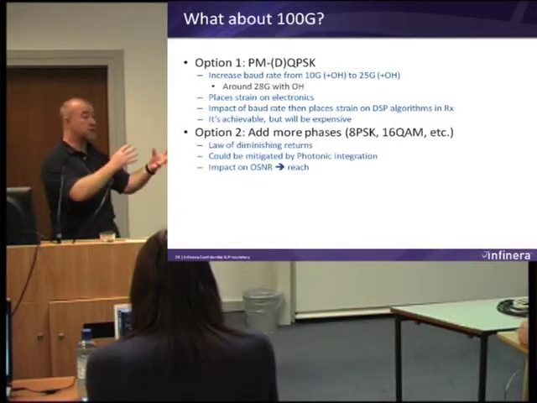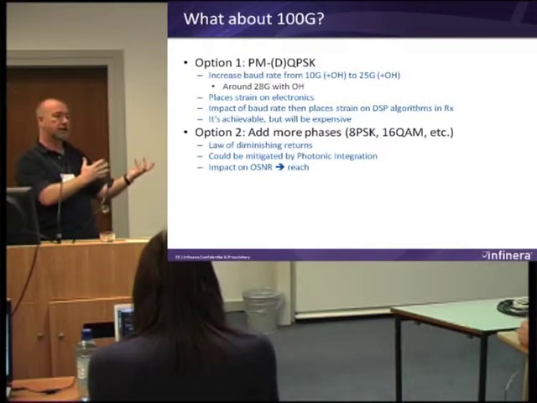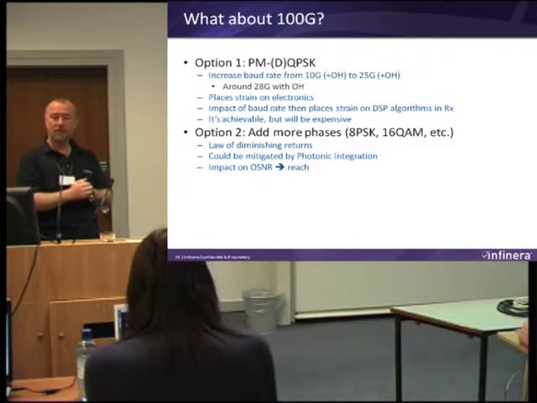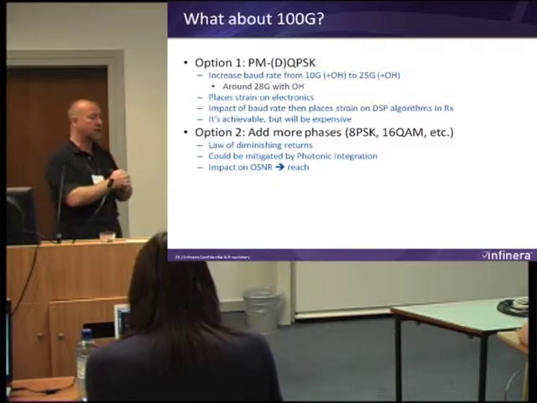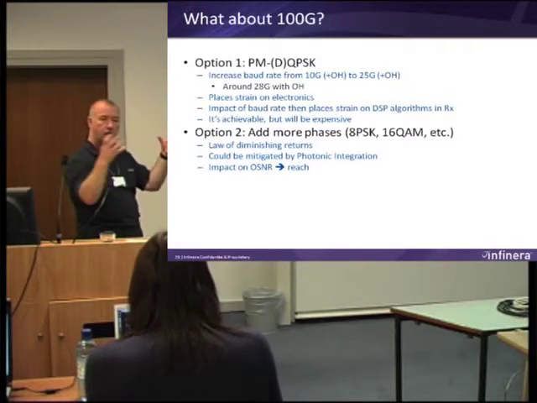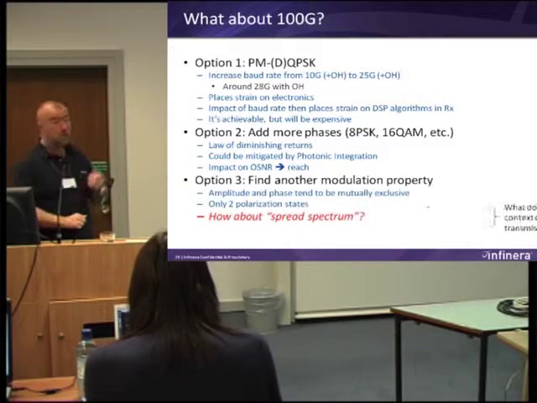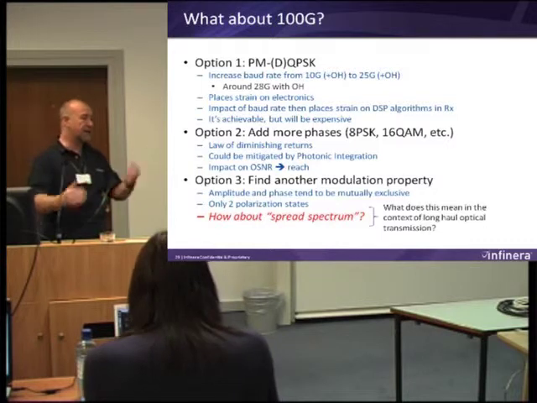Option 2, we can find some more phase states. But remember, there was that law of diminishing returns. Interestingly, you can solve it using photonic integration. Just like we're not afraid of putting 4 cores on a chip, we shouldn't be afraid of putting large numbers of optical components on a chip. Option 3, we could find another modulation property. I'm calling it spread spectrum.